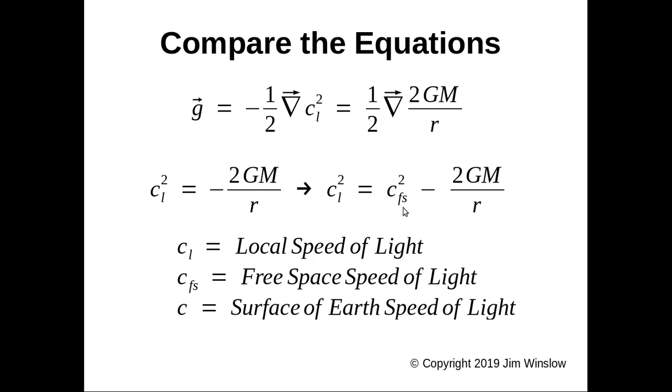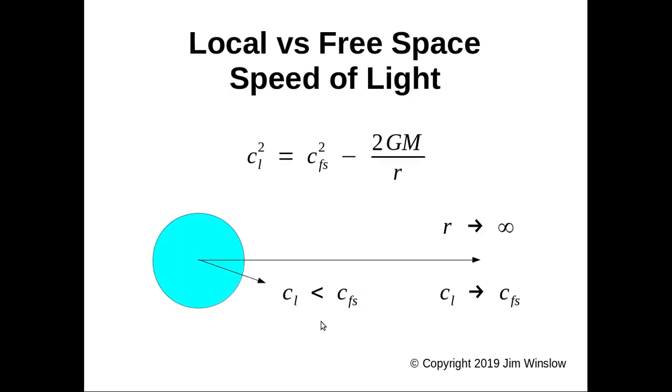cL squared equals cFS squared minus 2GM over r, where cL is the local speed of light and cFS is the free space speed of light. And I just want to remind you that c in this presentation is going to be the surface of Earth speed of light. What does this all mean?